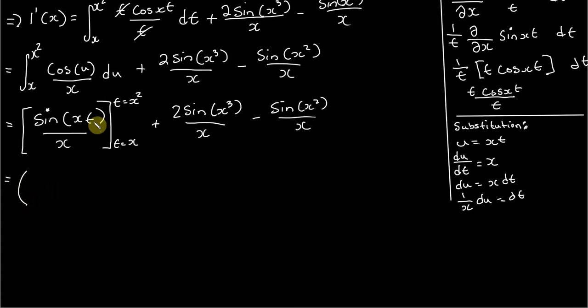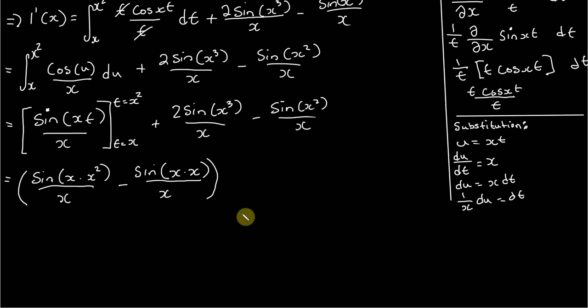We need to evaluate where t equals x squared. So it's going to be sine of x dot x squared, right? t equals x squared. All of that is still over x. And then we are subtracting. We've got our sine, and it's where t equals x, so it's going to be sine x dot x. And you might be able to already see how this is just simplifying so nicely for us, because look, we've got a common denominator now right across, which is lovely.